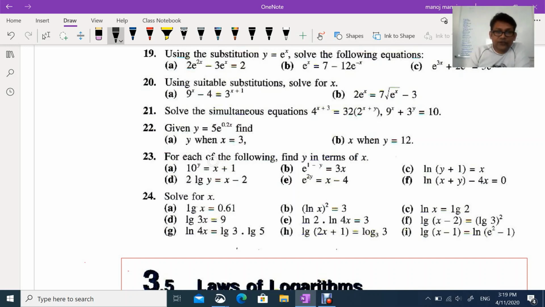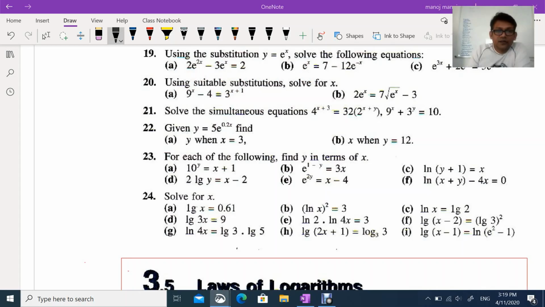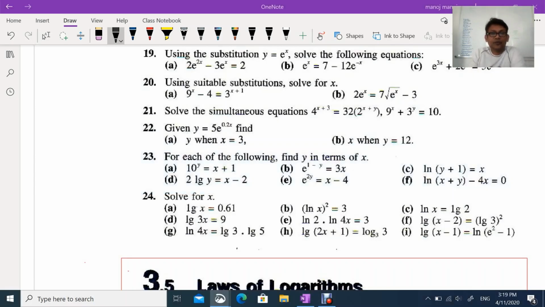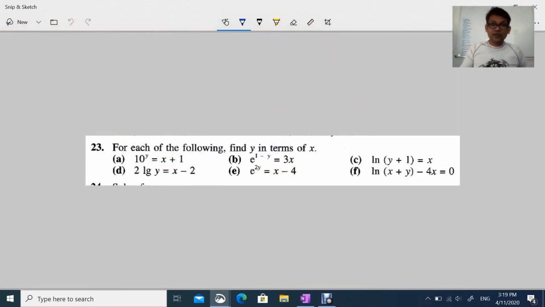Okay, I will move to question number 23. Yes, 23 is an important part. Like 23 and 24 have some importance, please. Normally in the schools, teachers don't do this question, but we have this type of question in exams. Very simple, like with differentiation and exponential functions. For each of the following, find y in terms of x. It means you're making y the subject.